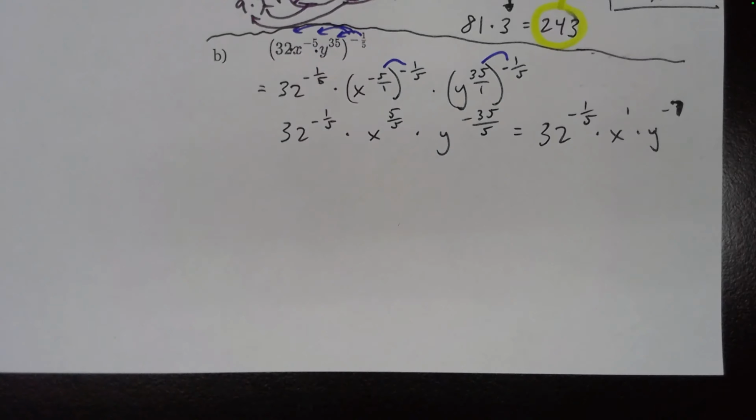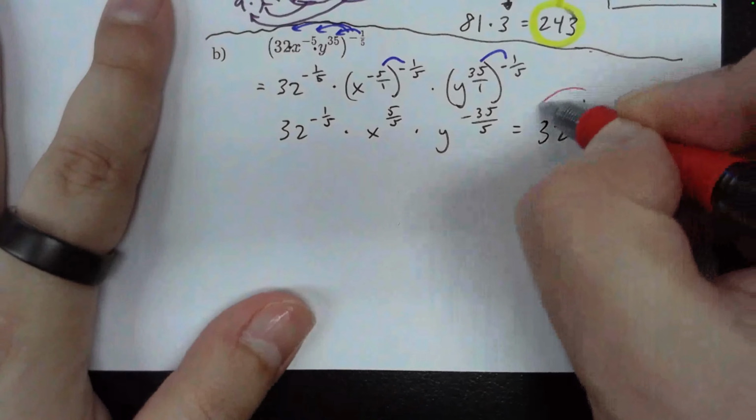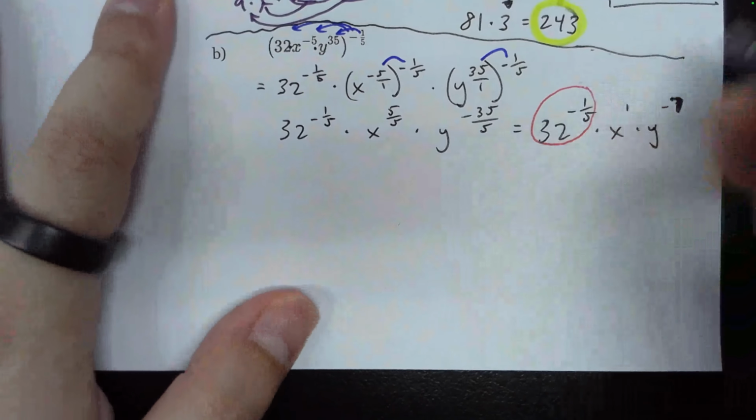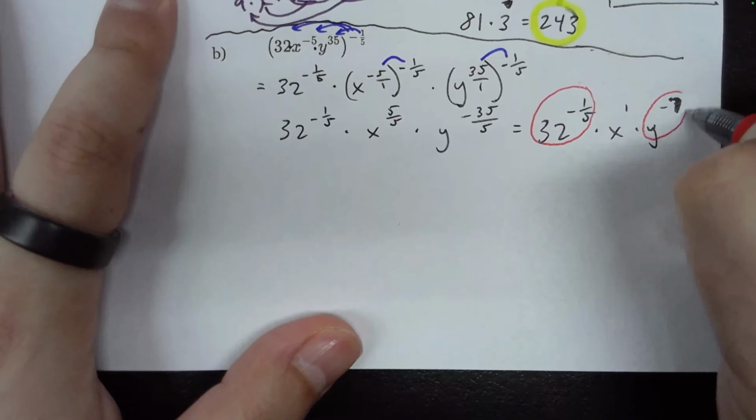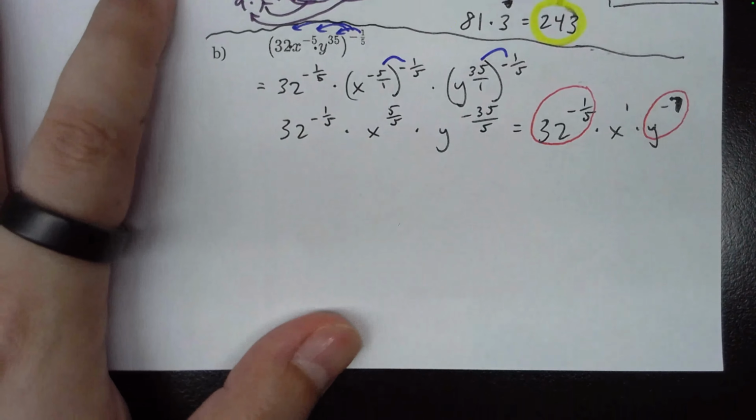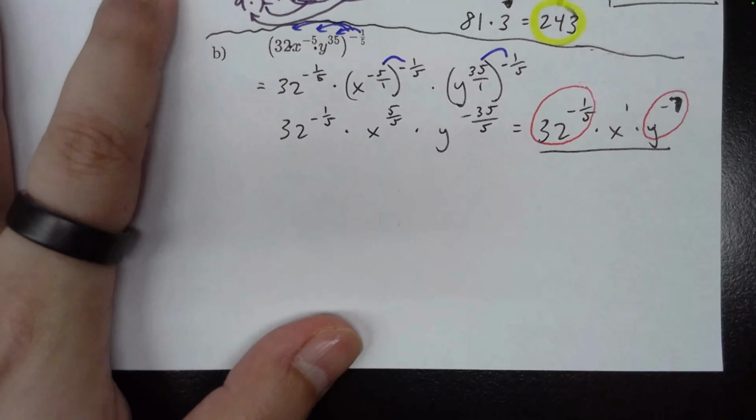No more parentheses. Negatives or zeros. I do have two negatives. This guy has a negative exponent. This guy has a negative exponent. Just like on the last problem, they're going to have to go down the elevator.